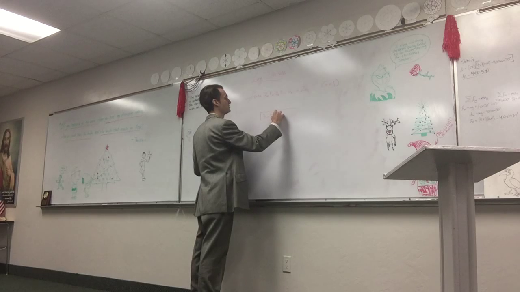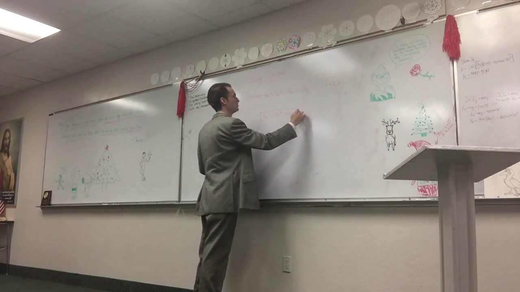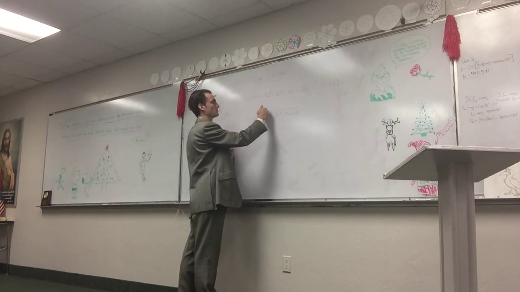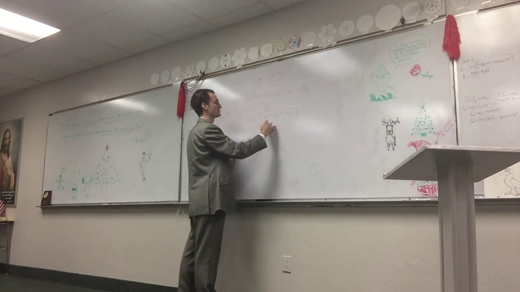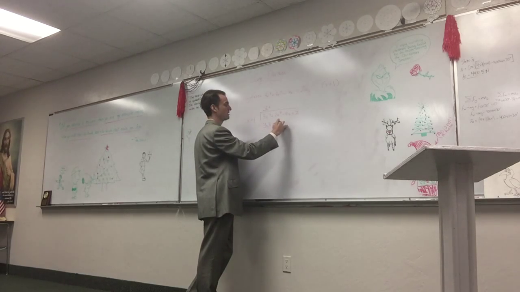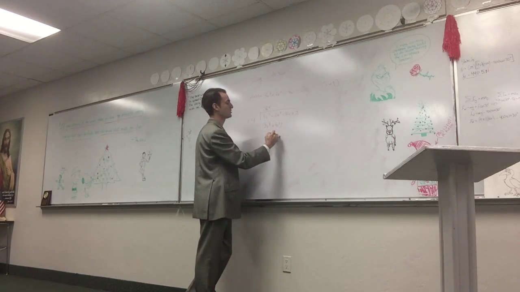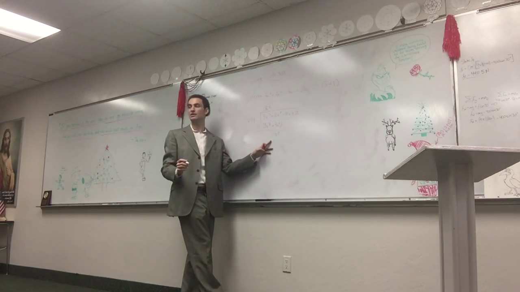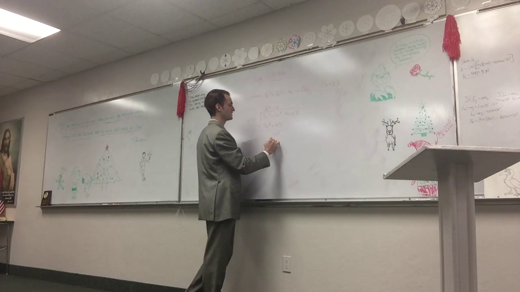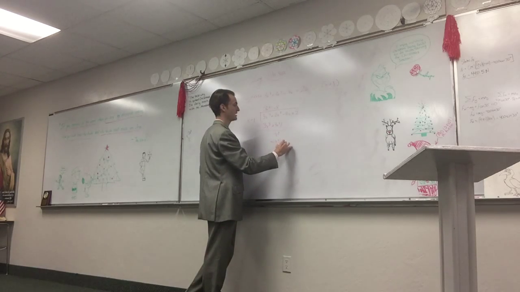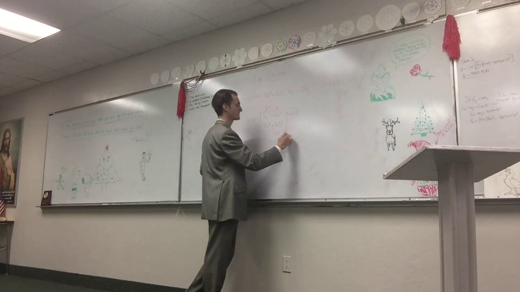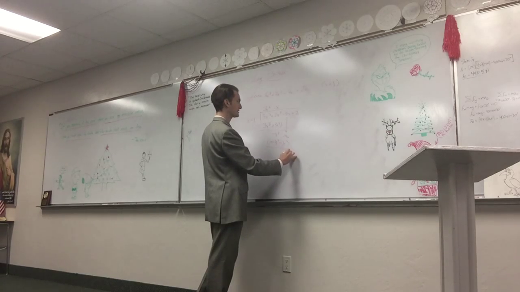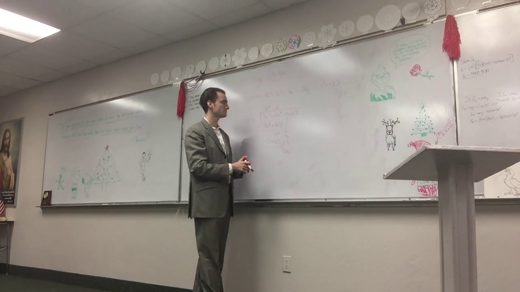3x cubed plus 2x squared minus 4x plus 2 divided by x plus 1. What would I have to multiply this by to get to 3x cubed? 3x squared. So it becomes 3x cubed plus 3x squared. I subtract this, I get 0. 2x squared minus 3x squared is negative x squared. What would I multiply x plus 1 by to get negative x squared? Negative x. This becomes negative x squared minus x. Bring down the negative 4x. Subtract this, that's 0. Negative 4x plus x is negative 3x.